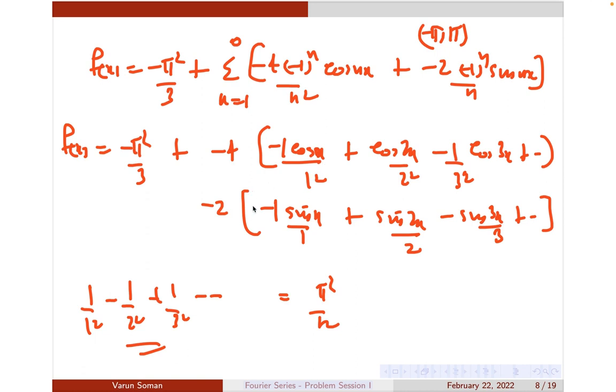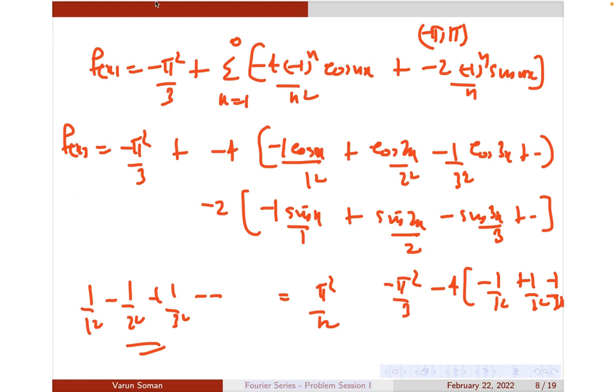So if I put x equal to 0, your RHS would be minus pi square by 2 minus 4 into minus 1 by 1 square plus 1 by 2 square minus 1 by 3 square, etc. Only that much will be there. This will become 0.